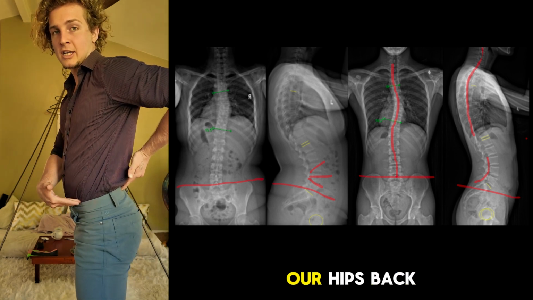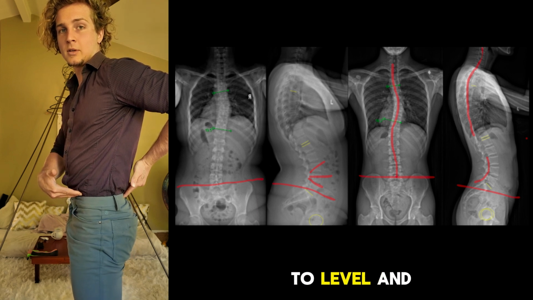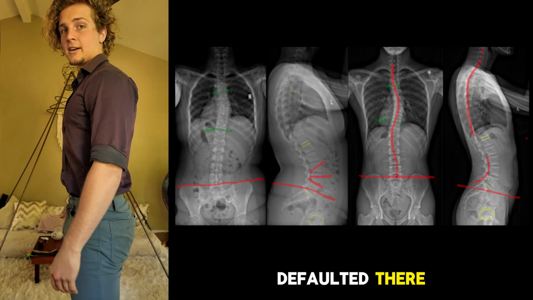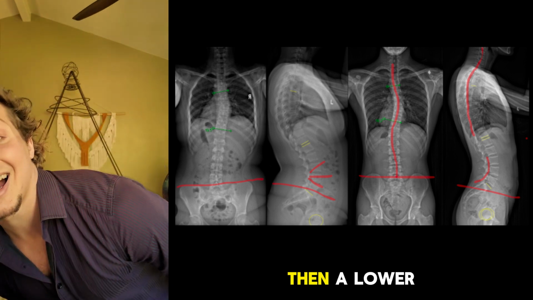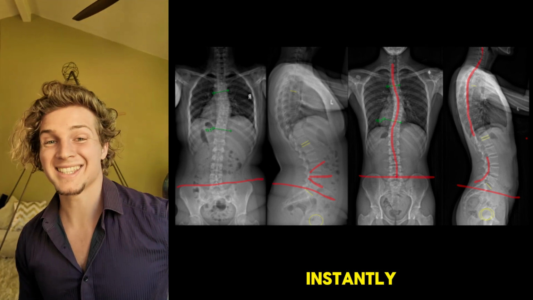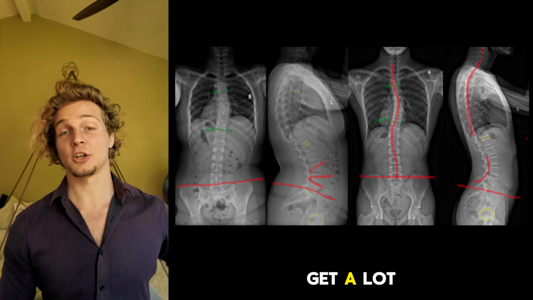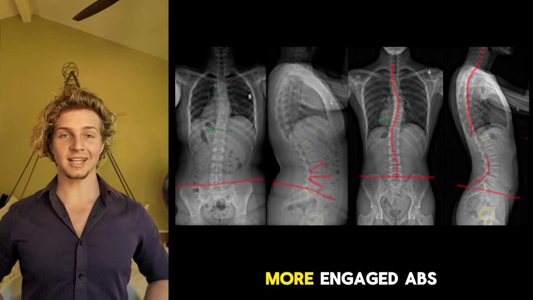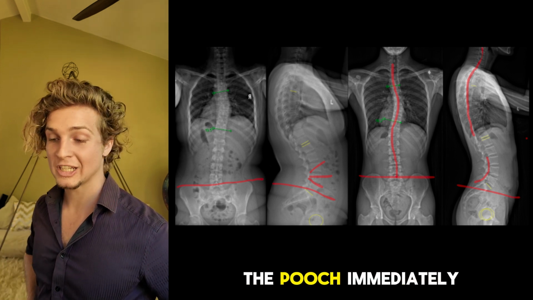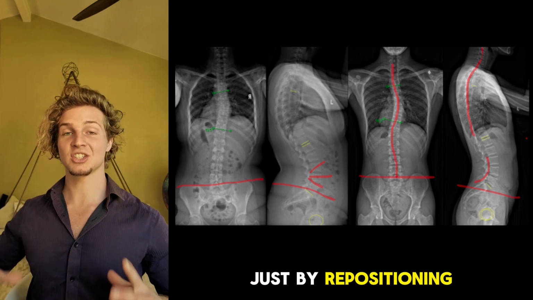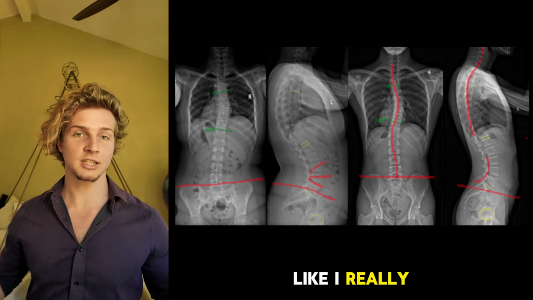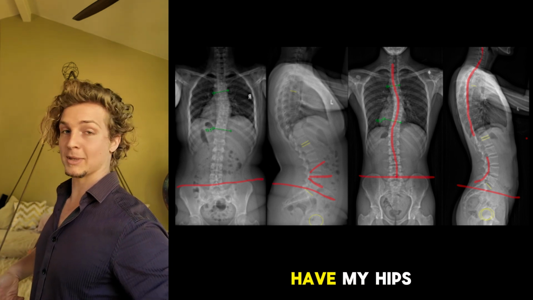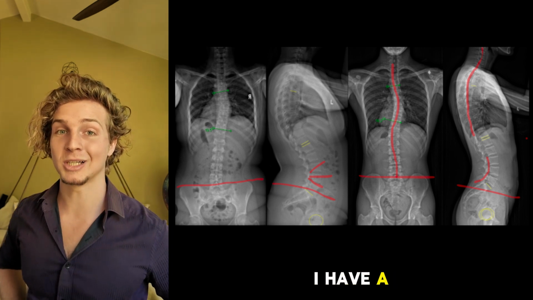If we brought our hips back to level and defaulted there, then our lower back would be a lot happier instantly, and we would get a lot of sports performance increase without the back pain and everything. We'd also have more engaged abs. We would lose the pooch immediately just by repositioning our hips. Like, I have really low body fat, but if I have my hips tilted like that, it looks like I have a big old belly.